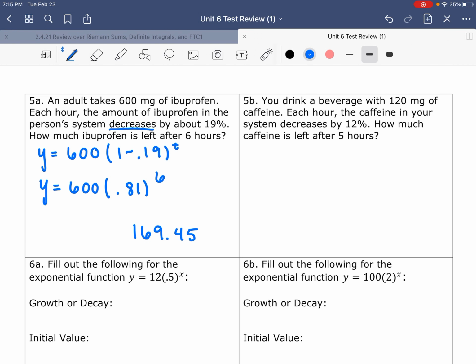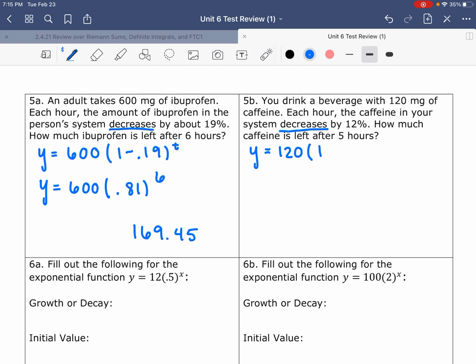Okay, 5B says you drink a beverage with 120 milligrams of caffeine. Each hour, the caffeine in your system decreases by 12%. How much is left after 5 hours? So another decreases, that's going to be decay. And we have y equals, the initial amount is going to be this 120 milligrams, so 120.